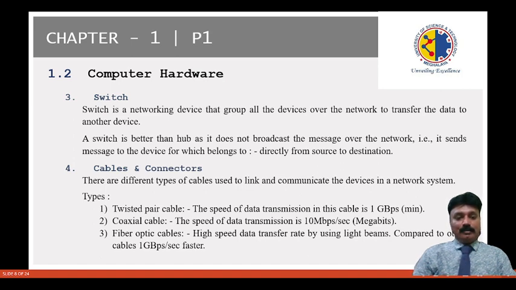So we can have a look at the speed of data transmission, as speed is a concern. For the twisted pair cable, the speed of data transmission is 1 gigabyte per second. The capital B indicates bytes. For coaxial cable, the speed of data transmission is 10 megabits per second. The small b indicates bits.